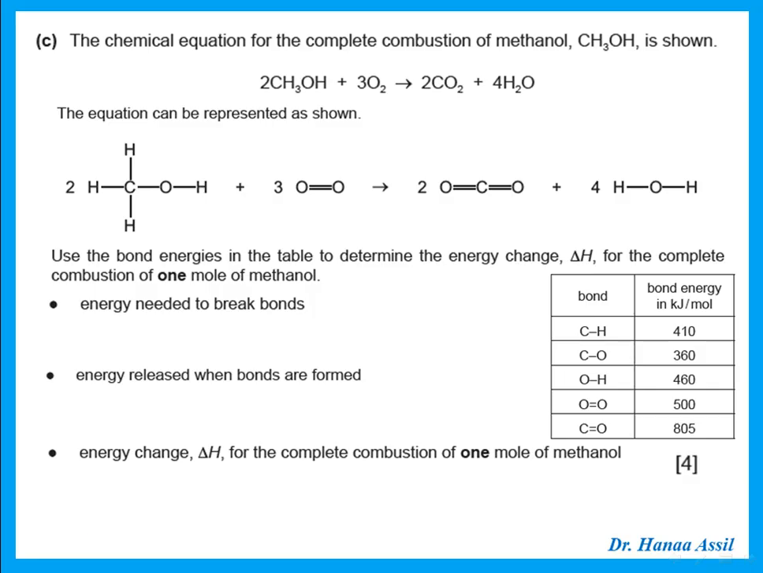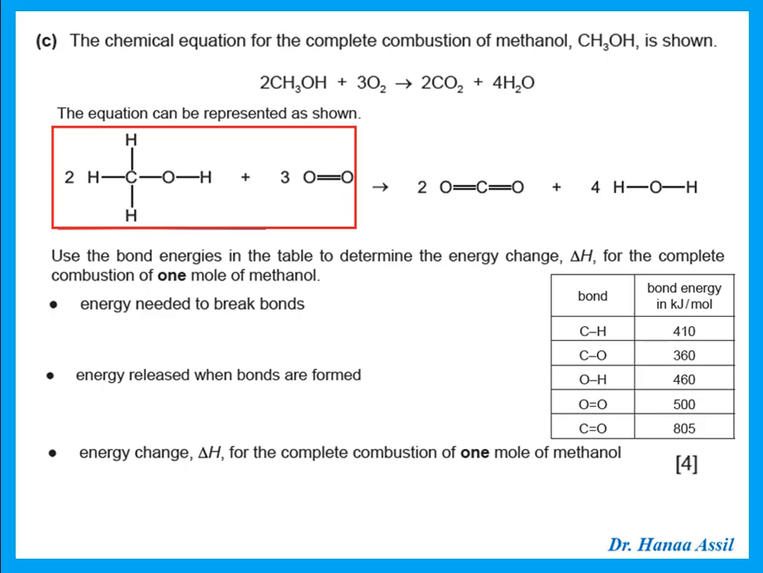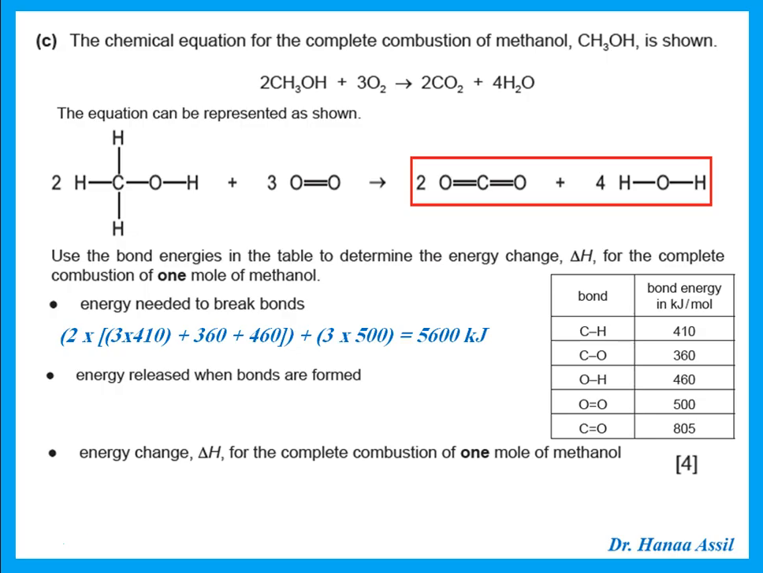We're saying energy needed to break the bonds. Which bonds are being broken? They're the bonds in the reactant. So what do we have in the reactants? We have 2 methanol. Each methanol has what? Has 3 CHs. So I'm going to multiply by 2. I have 3 CHs. Each one from the table is 410. Plus I have a CO bond that he says it's 360, plus an OH bond that is 460, so that is the methanol, the 2 methanol molecules. Plus I have 3 oxygen molecules. Each of them needs 500, so that would be 3 times 500. The total of this is 5600 kilojoules.